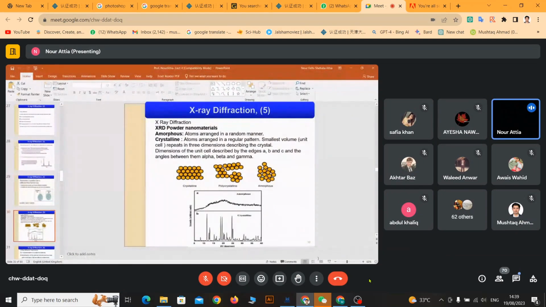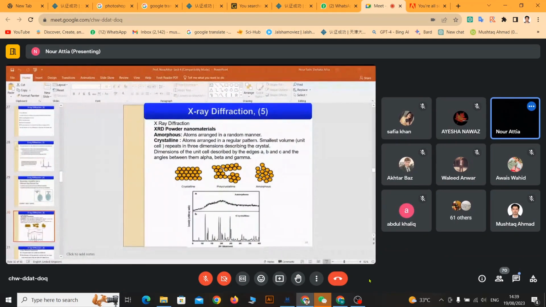Yeah, these are just examples of the graph you get and the type of the material. You have amorphous material, like the material on the right side. It's not arranged in a regular form. Then you have a crystalline material, the one on the left. The atoms of the material are arranged in a regular pattern, and their smallest volume is called the unit cell, and this is repeated. And there is polycrystalline, meaning the material has different unit cells or different unit cell dimensions.